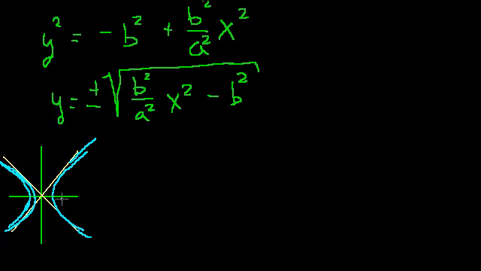It's either going to look like that, where it opens up to the right and the left, or our hyperbola is going to open up and down. And once again, an asymptote means that it's just going to get closer and closer to one of these lines without ever touching it. But it'll get infinitely close as you get infinitely far away, as x gets infinitely large.